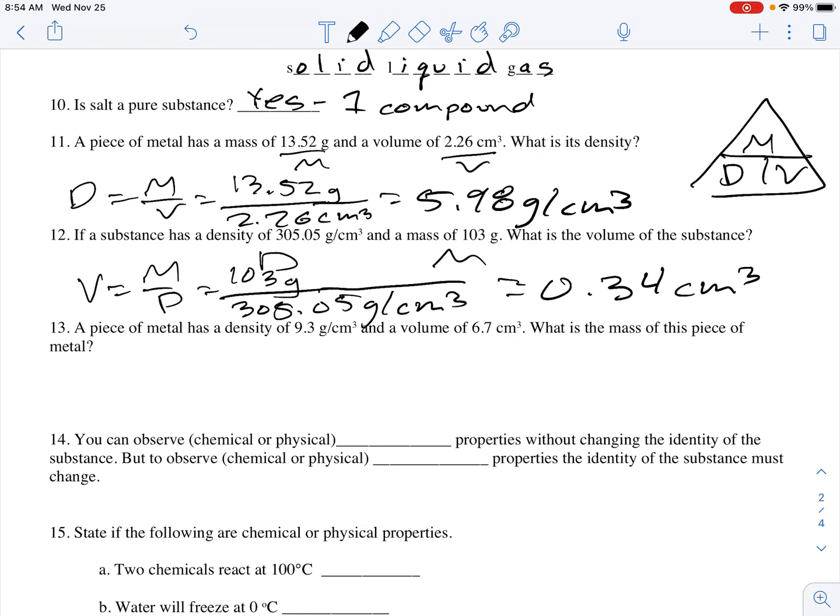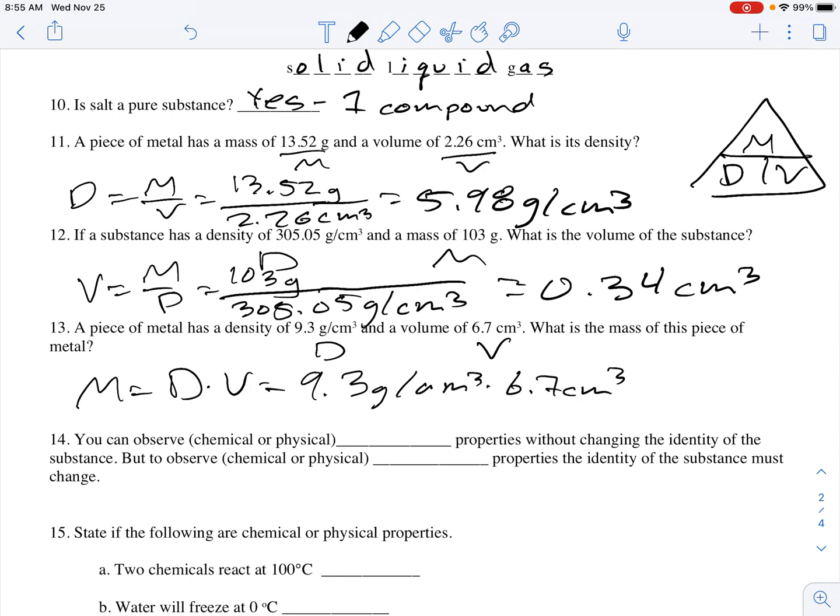Here I have density and I have volume. So that means I'm solving for mass, which is density times volume, which is equal to 9.3 grams per cubic centimeter times 6.7 cubic centimeters. So 9.3 times 6.7 gives me 62.31 grams for my mass.